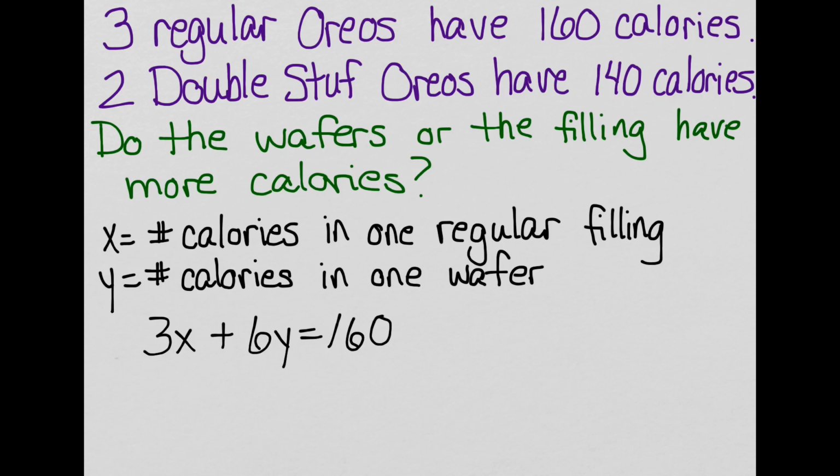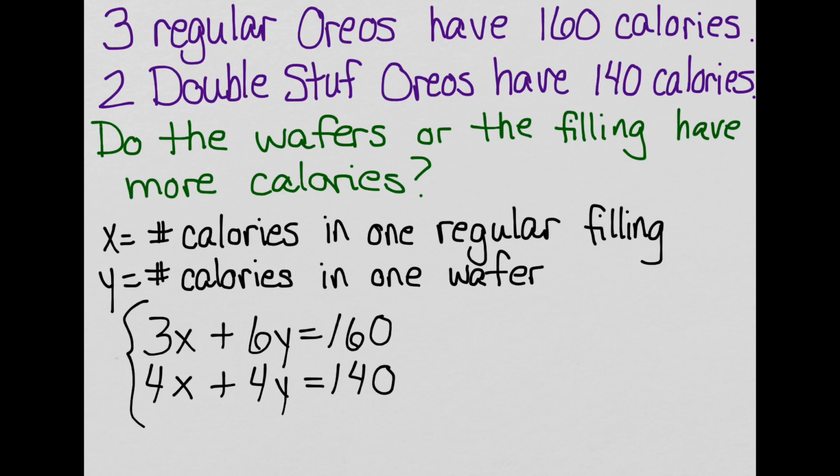So it's like I took 2 regular fillings and smushed them together to make a double stuffed cookie. So that's going to be 4 times the amount of calories in a regular filling, plus just 4 wafers for these double stuffed cookies because I only have 2 cookies. And that is 140 calories. And that is my system of equations to solve.